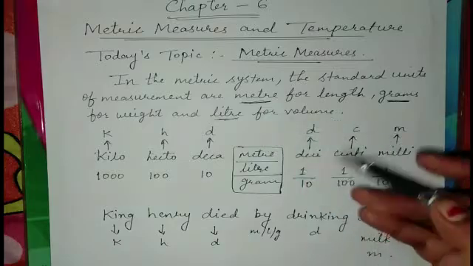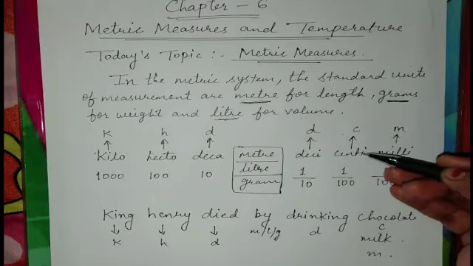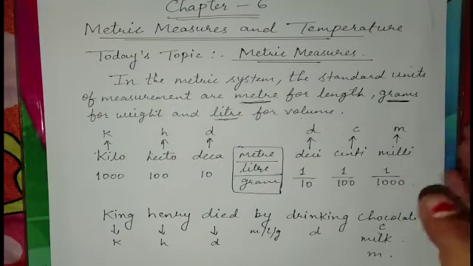Now we will come after one. It means 1 by 10 is deci, centi is 1 by 100 and milli is 1 by 1000. Okay, how to remember this?